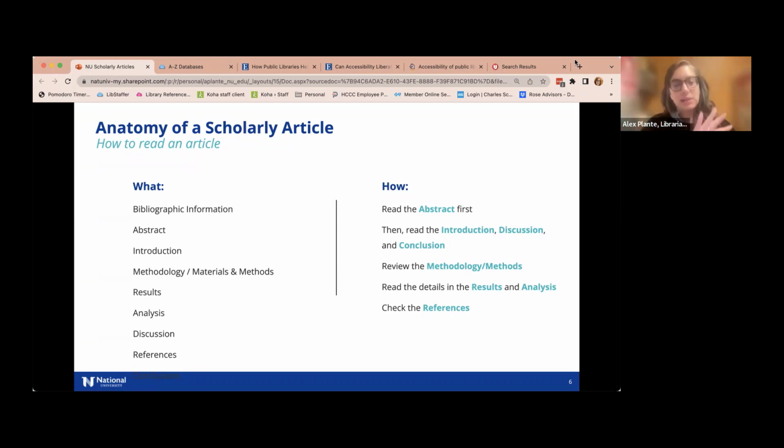We get from the abstract the overview. We read the introduction to get a little bit more background context. We jump down to the discussion and the conclusion so that we learn exactly what they think they found from this study, okay? So you get the answer before you get into how they got the answer.